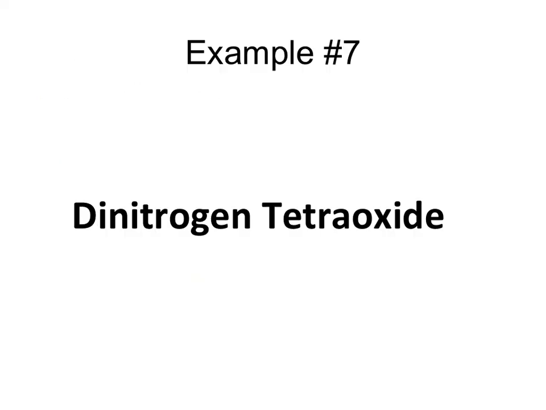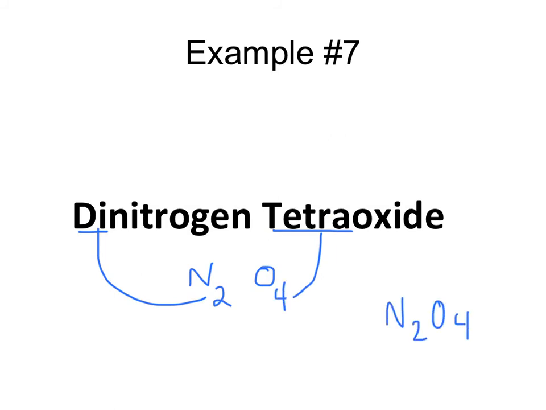So example 7, I see the prefixes of di and tetra, so I know this is a covalent compound. I'm going to write the element symbol of nitrogen, which is N, and oxide is O, oxygen. And then I'm going to translate the prefix as the subscript. And so this is N2O4.